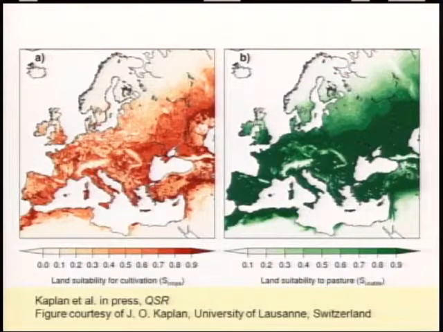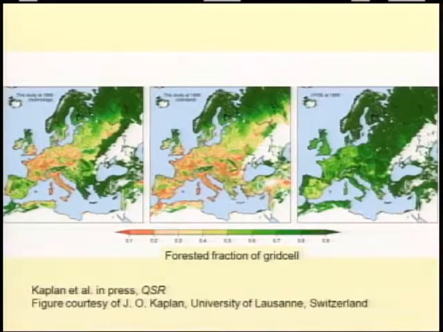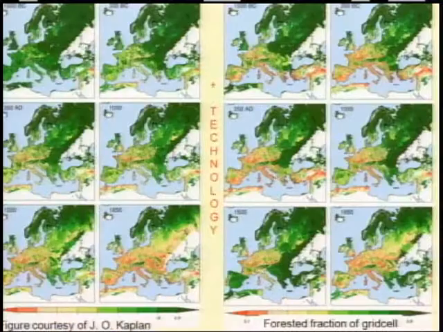These are the two maps of the land suitability for cultivation and for pasture. This is the result for 1800, sorry. On the left, it is with the technology taken into account. In the middle, it's standard without technology. And on the right, you see as a comparison the HYDE map for the same period. So you see the big difference. This is the full series of maps in the two versions.